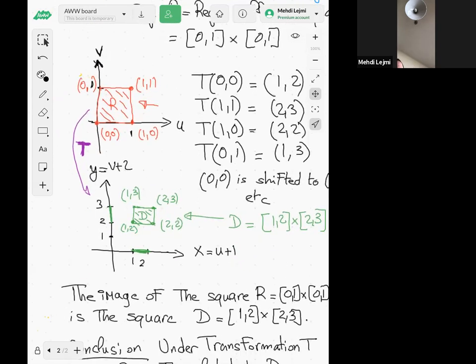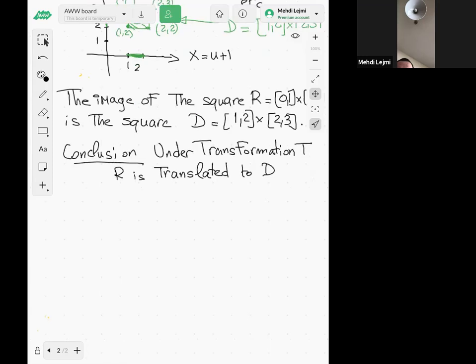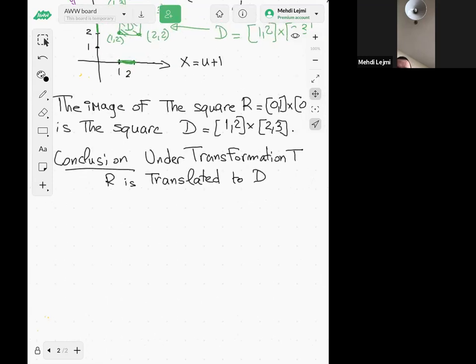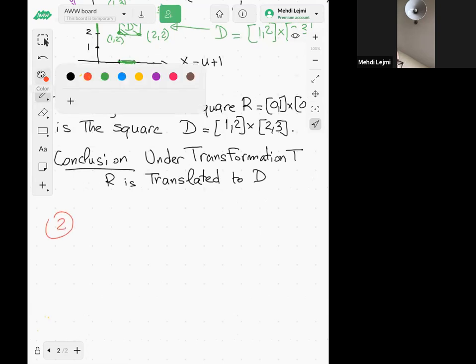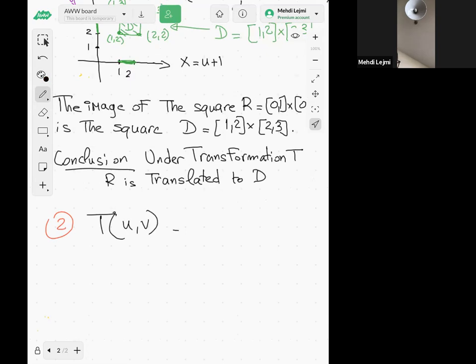But anyway, let me pick a different transformation, okay? This one was just a translation. So I'm going to pick another example. This is T of (u, v) equal to (2u, 3v), all right?